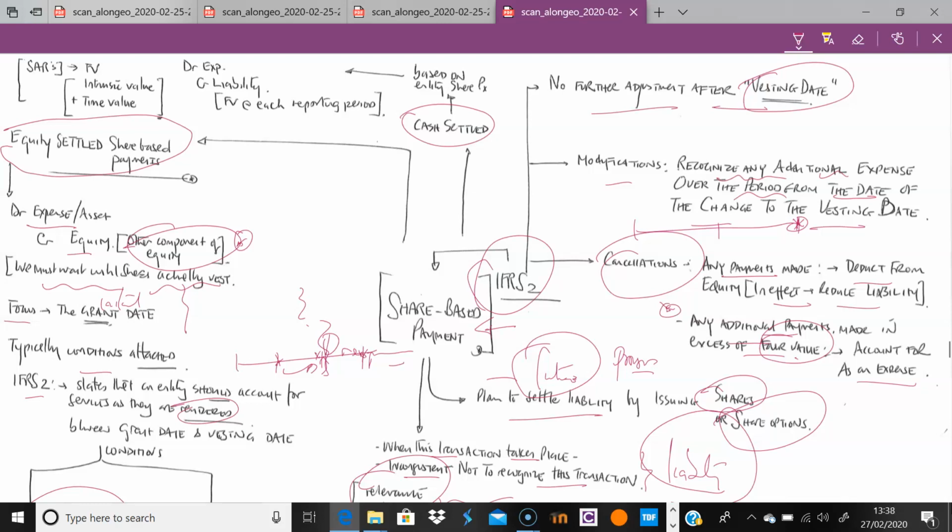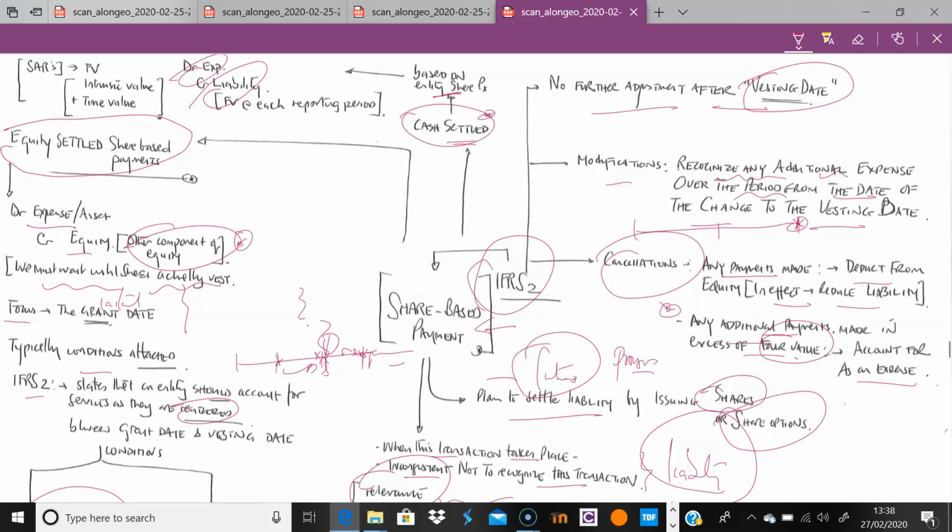Now we have this issue of the second type of settlements. We can have our cash settlements, and these are based on the entity's share price. So we have promised to give out some shares based on the actual price of the share. So we debit expense and we credit liability. And so in effect, based on how the share is moving, we will pay out to employees, for example. So debit expense, credit liability.